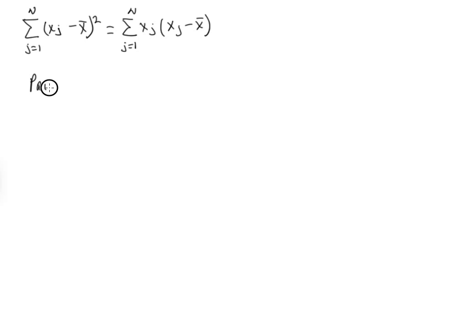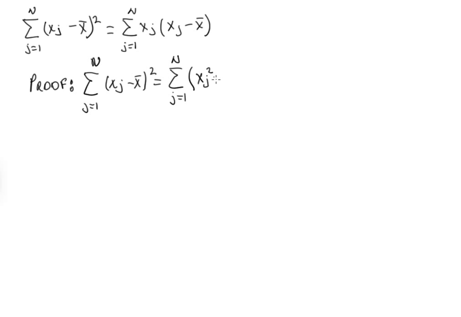So let's put proof. Now what is this expression? Let me rewrite it so that we know what we're doing. I can open the square bracket while inside the summation operator. This would be xj squared minus 2 xj times x bar plus x bar squared.